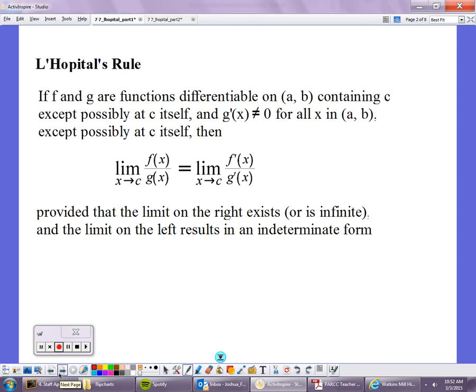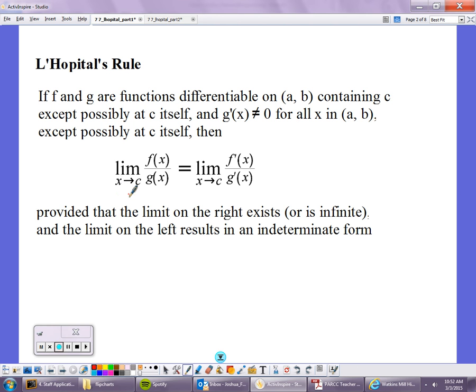I'm not going to go through the proof of it. This is the main thing here: if f and g are functions that are differentiable on this open interval (a, b) containing c, except possibly at c itself, so maybe they're not differentiable at c, but on the rest of the open interval (a, b), and g prime of x, the first derivative, is not 0 for all x in (a, b) except possibly at c itself. If all that's true, then this is true.